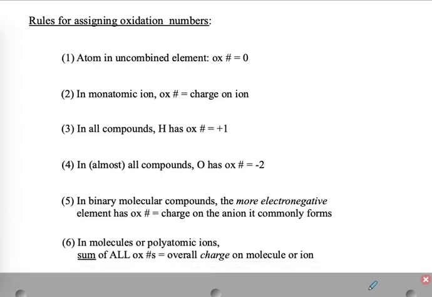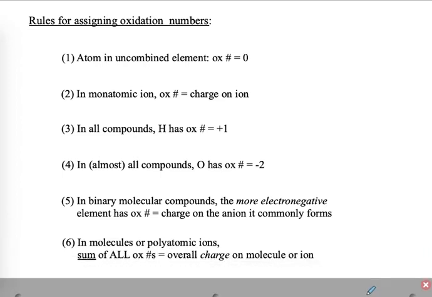And then finally, the most important rule, in a molecular polyatomic ion, if you add the oxidation numbers of every atom in the formula, it must equal the overall charge on the molecular ion. If it's a molecule, the charge is 0. If it's a polyatomic ion, it's whatever the charge is on the ion. On the next slide, let's look at a series of formulas that we might encounter in a chemical equation and assign oxidation numbers.